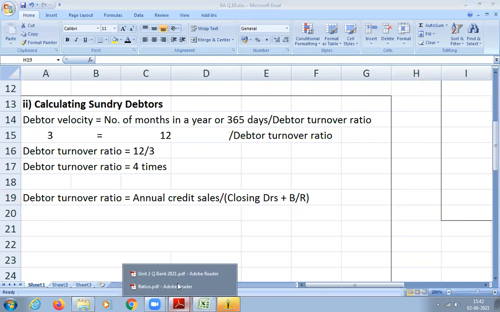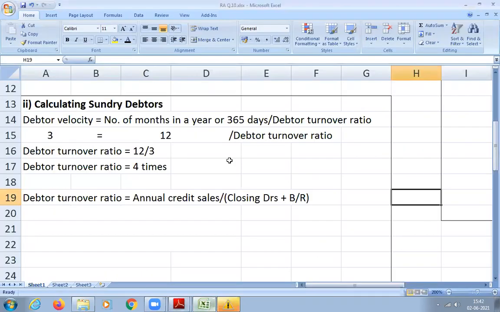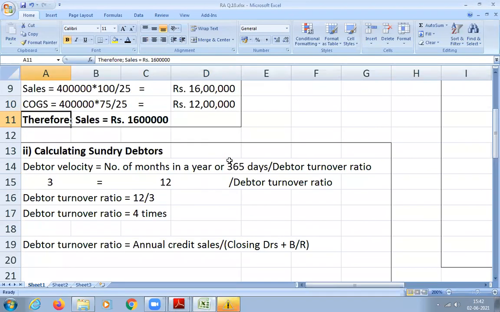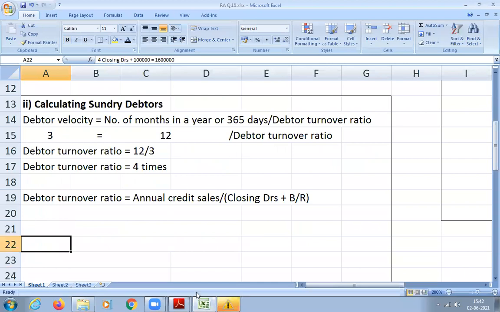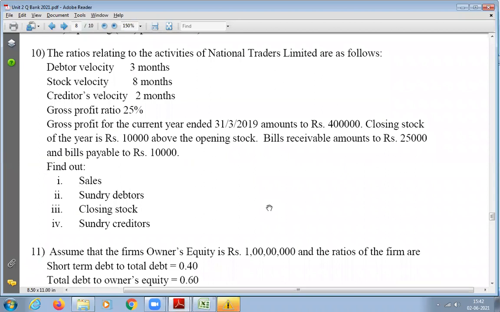And what about sales? Do you know how much is sales? Just now we calculated, right? How much we got? Total 16 lakh sales. So we will take annual credit sales 16 lakh because we don't have any other data, so we will assume the entire sales as credit sales. Then what about closing debtors and BR? Anything he has given? No, sir. Closing debtors he has not given, but bills receivable is given. How much? 25,000. You can see here 25,000. So we will consider this.